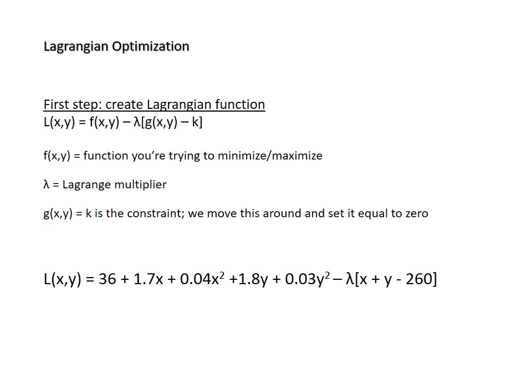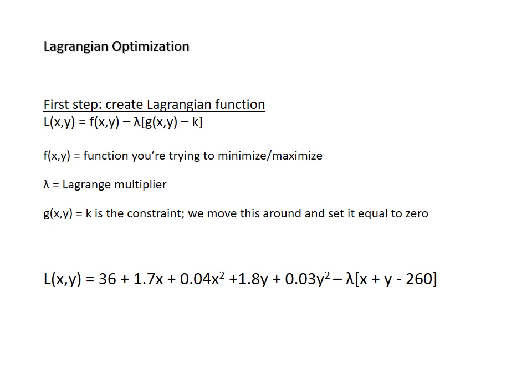The first step is to create what we call a Lagrangian function, so L of x, y. The Lagrangian function is a combination of a couple different things. The first is f of x, y, and this is the function that we're trying to minimize. In our case, that would be the combined cost function for both factories, so c of x plus c of y, and I've written that out at the bottom. I've added c of x plus c of y, and that gives you 36 plus 1.7x plus 0.04x squared plus 1.8y plus 0.03y squared. That's the combined cost function.